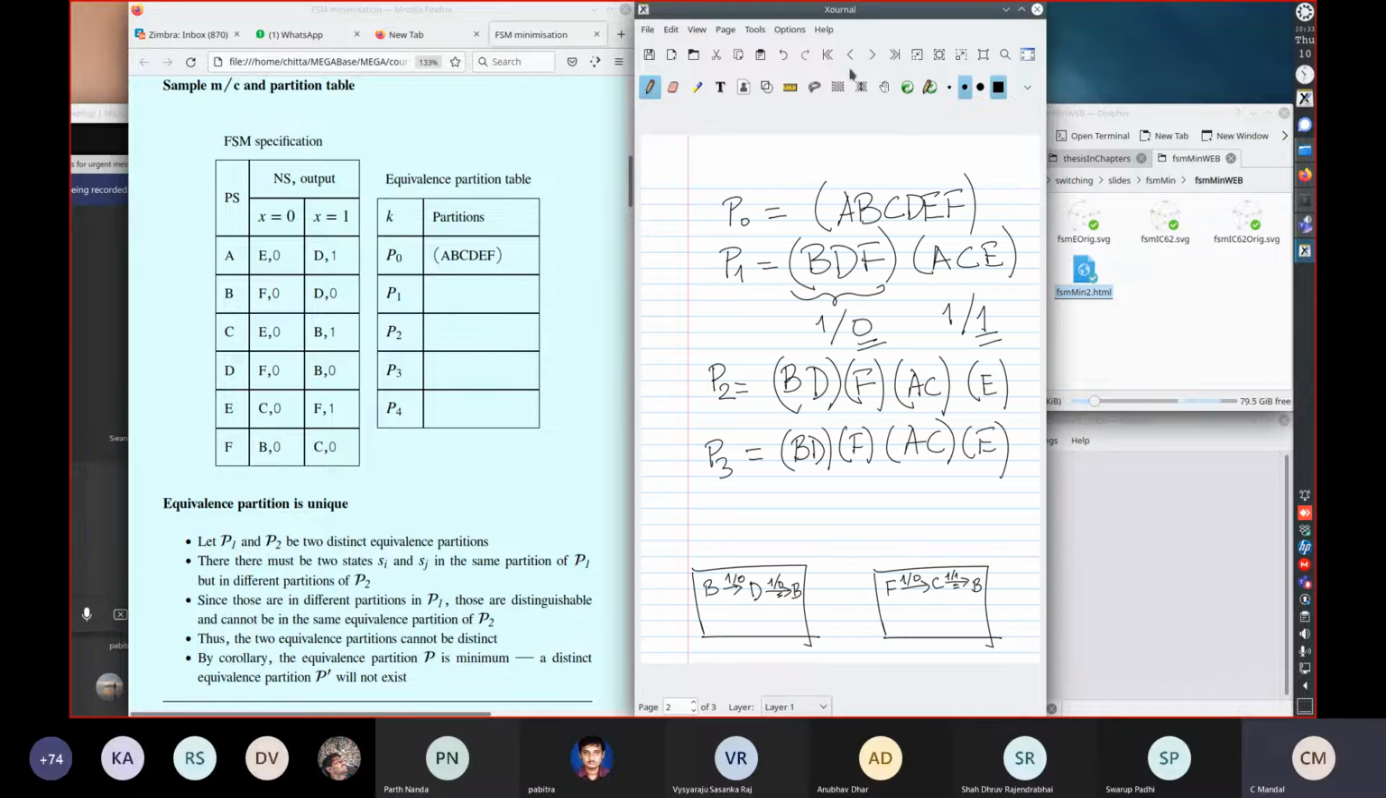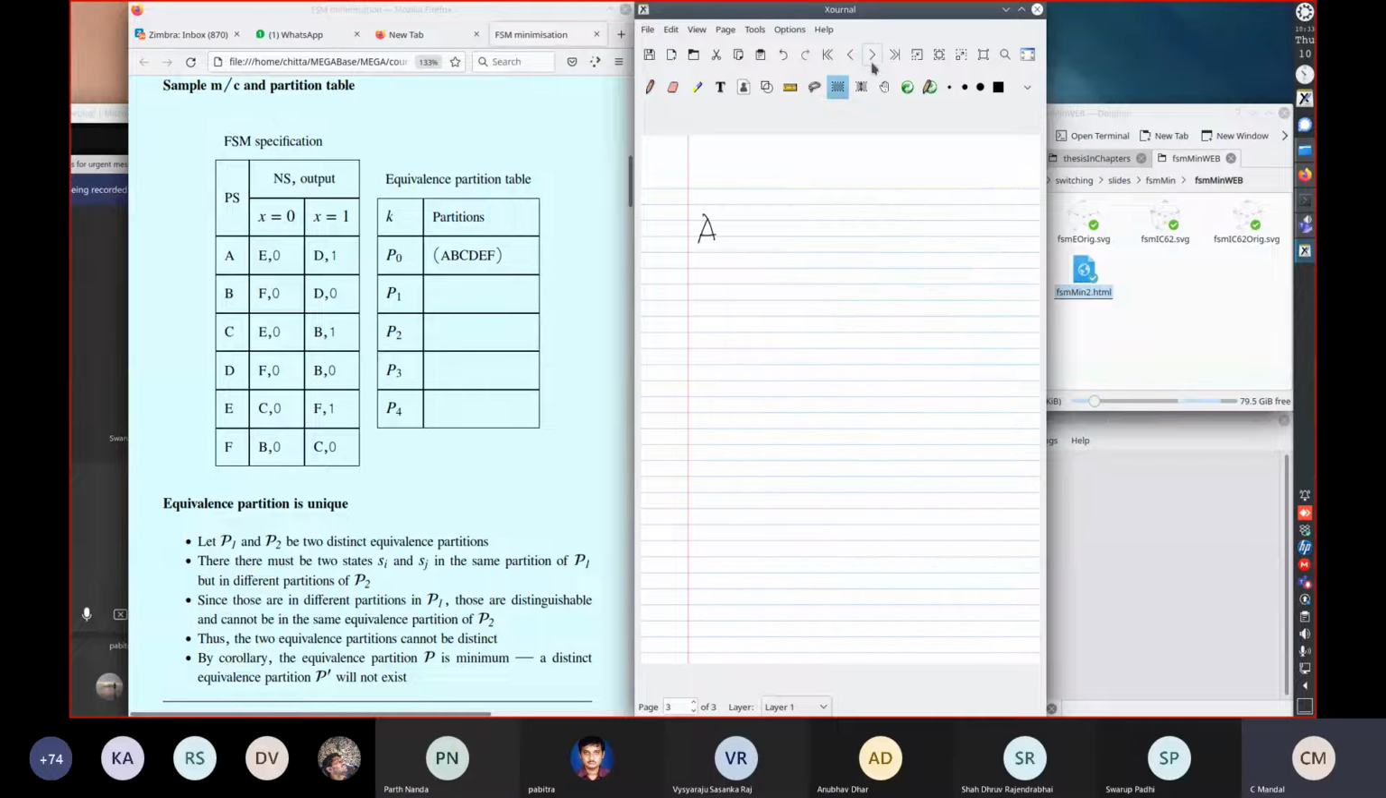So what you saw is, let us just copy this. So these are the equivalence partitions. So A, B, you don't want C, you don't want D, so E and F. So this is, well, just move it down.